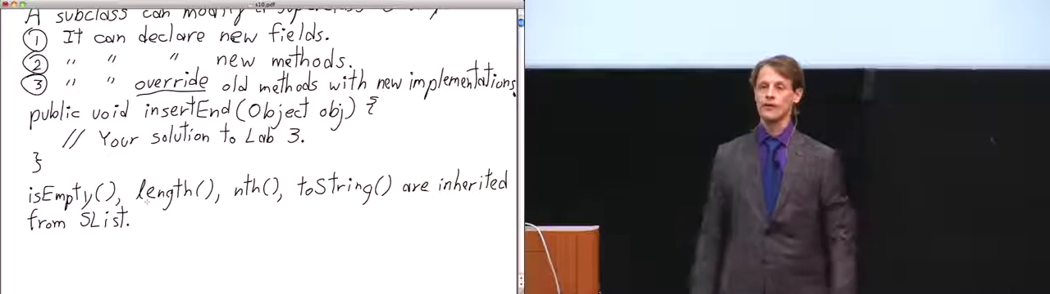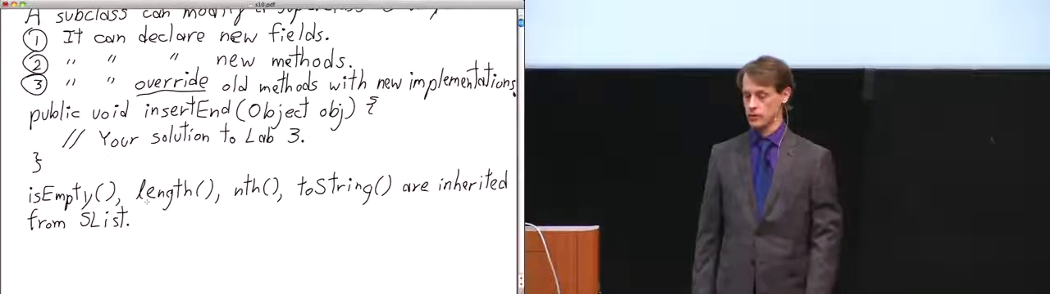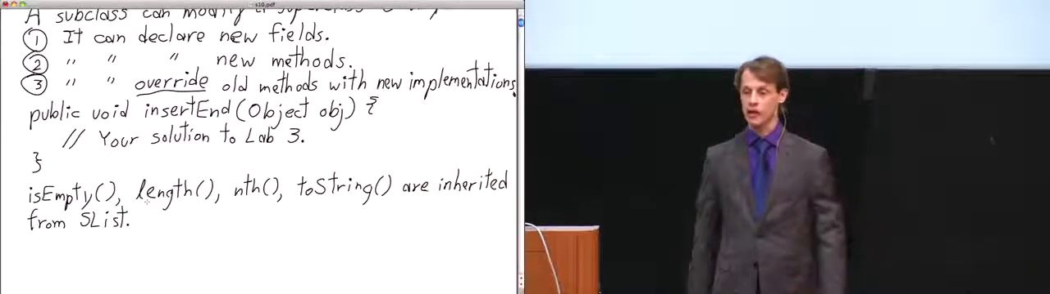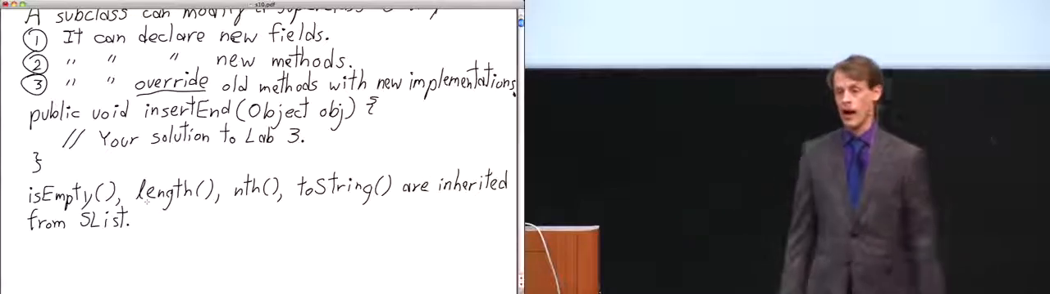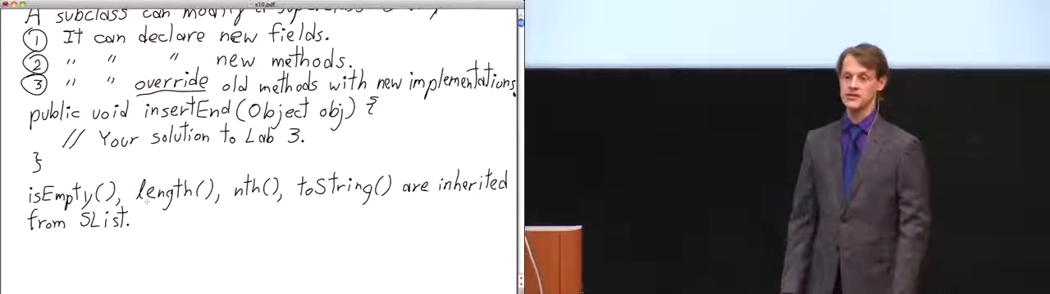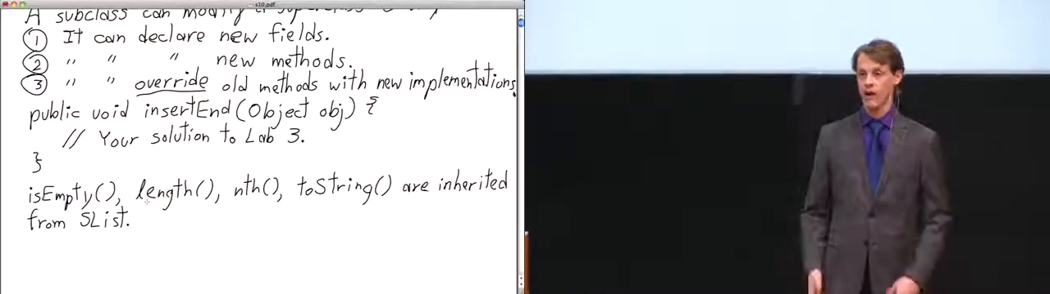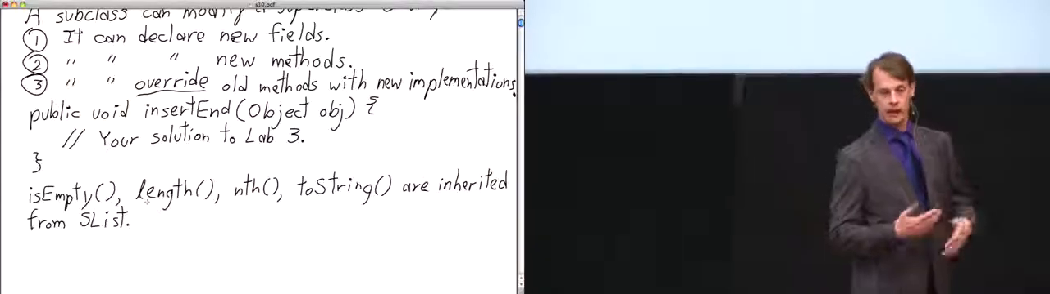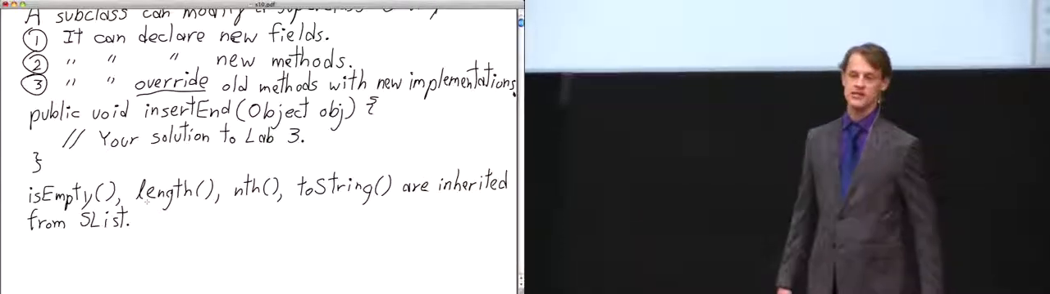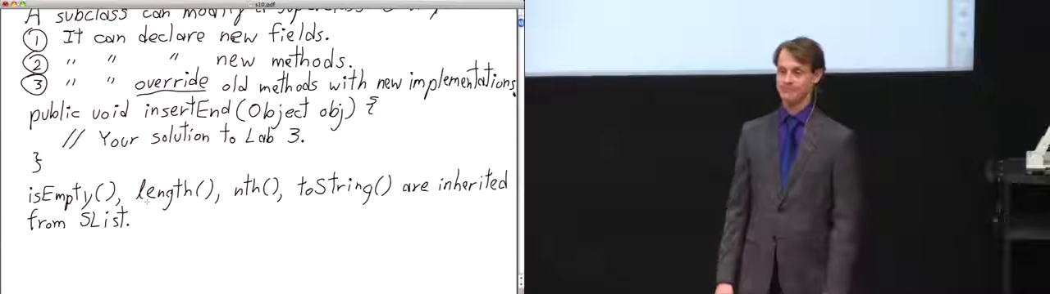You cannot override old fields, no. You can do something different called shadowing, which I will talk about in a week or two, but it's not really useful and not recommended to do it. Overriding gives you power when you override methods. Overriding fields does not give you power, it gives you confusion.